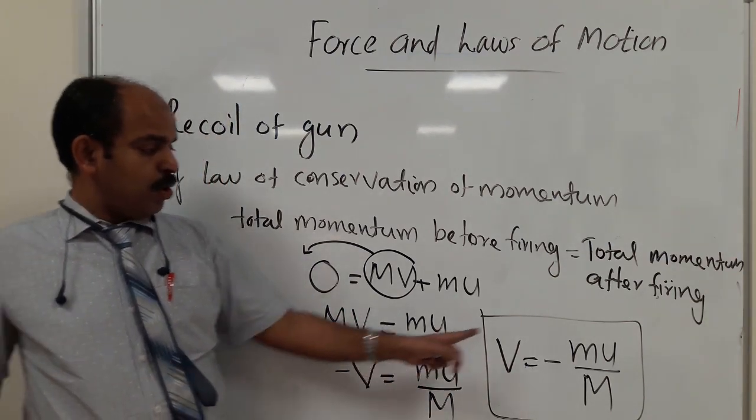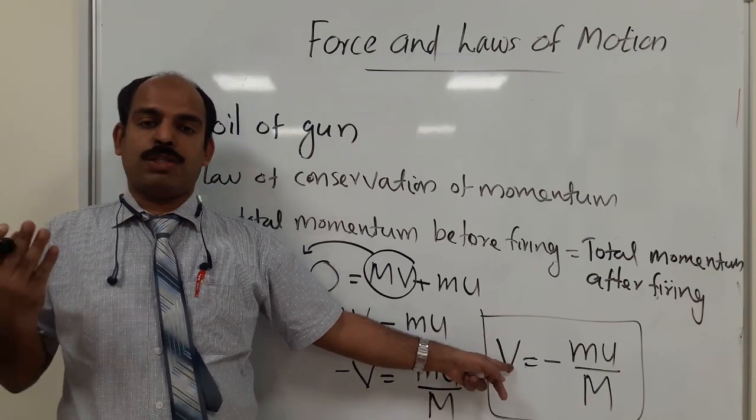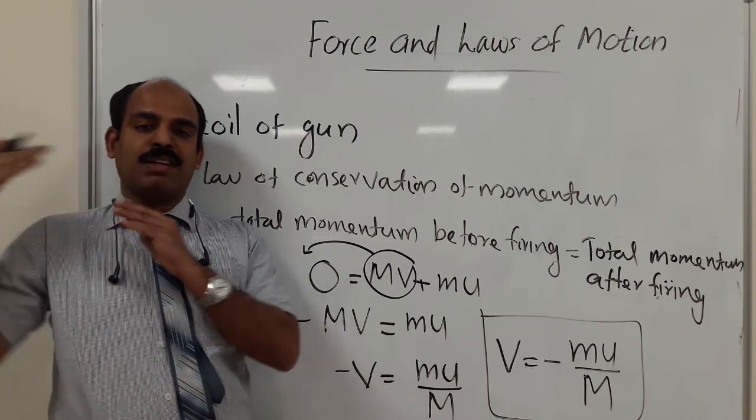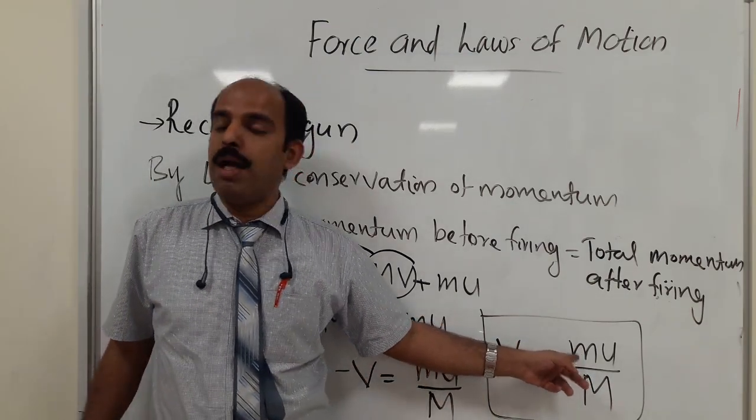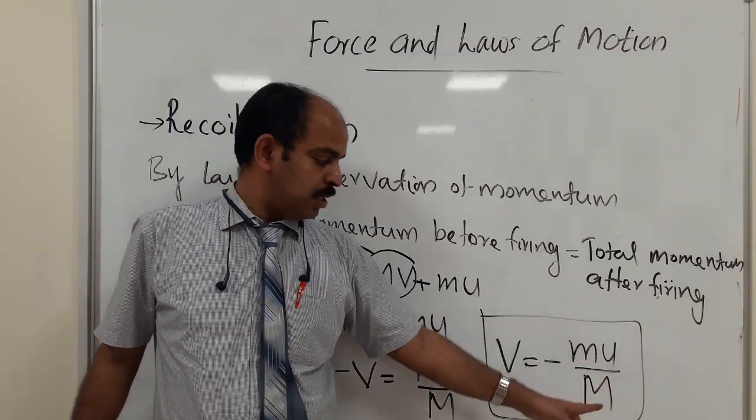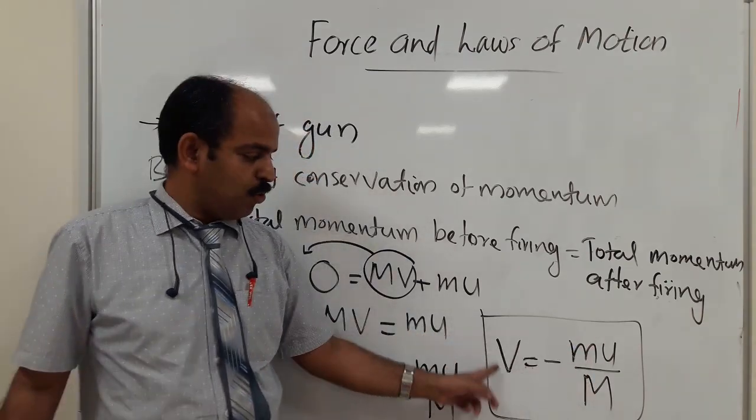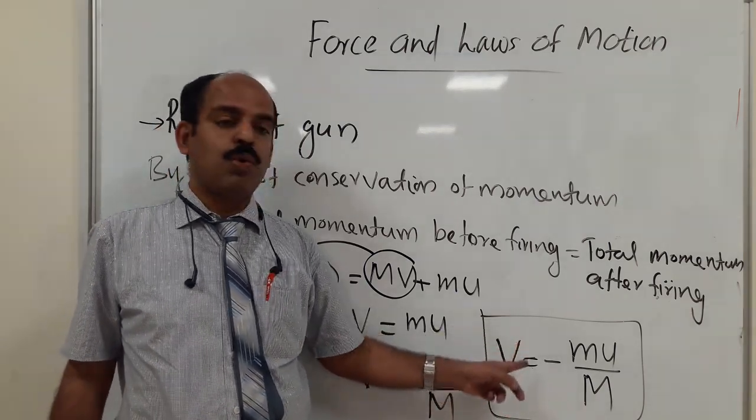So V is equal to minus mu divided by M, where V is the recoil velocity. Recoil velocity means the velocity with which the gun moves backward during firing. Okay, so small m is the mass of the bullet, u is the velocity of the bullet, and capital M is the mass of the gun. So by using this equation, we can find out the recoil velocity.